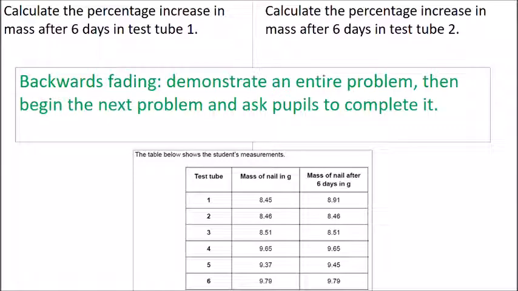Another strategy we could use to help reduce that intrinsic load is called backwards fading. That's where you demonstrate the entire problem, just like what we do with example problem pairs, and then for the problem that you want your class to do, you can start it for them and then ask the pupils to complete it. Again, that just helps reduce some of that load that you're putting on their working memory. It's just completing some for them, asking them to finish it off. Backwards fading can be seen as a nice way to bridge the gap between you demonstrating the problem and then them trying an entire problem independently.